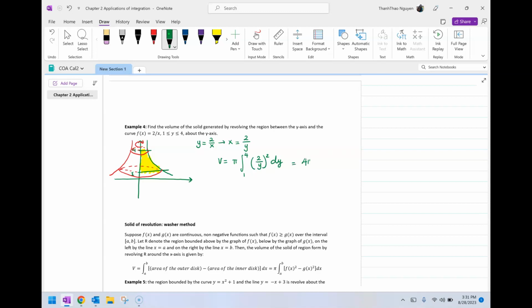So this is 4 pi times the integral from 1 to 4 of y to the negative 2 dy. 4 pi times negative 1 over y, evaluated from 1 to 4. That is 3 pi.